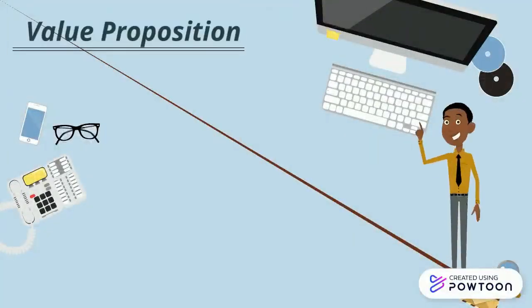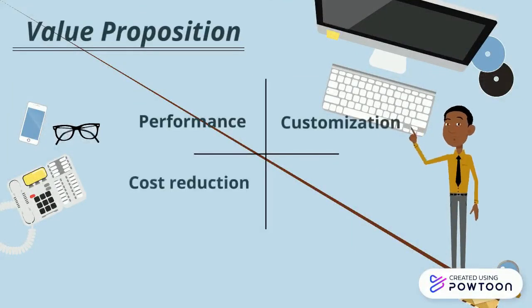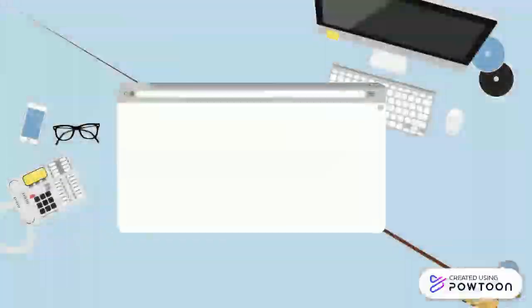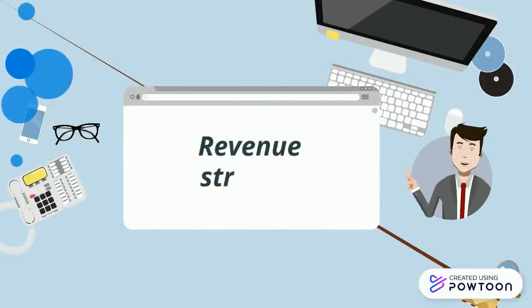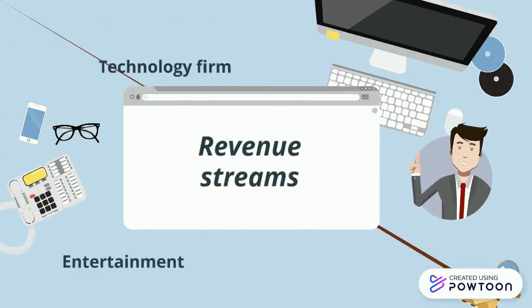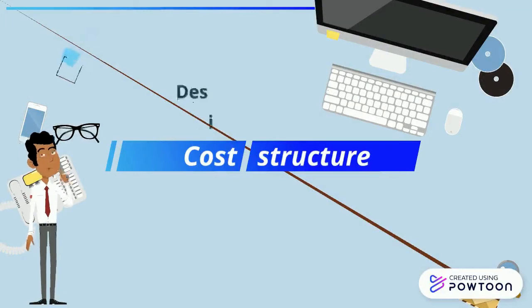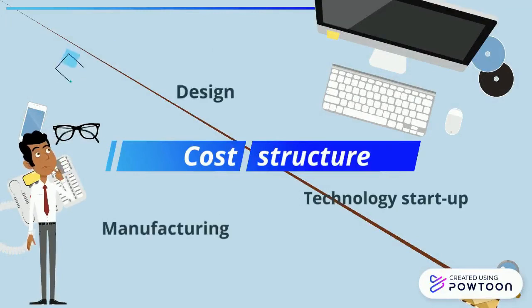Value proposition is performance, customization, cost reduction, and price. Next, revenue stream, which is technology firm and entertainment. And the last one is cost structure, which is design, manufacturing, and technology startup.